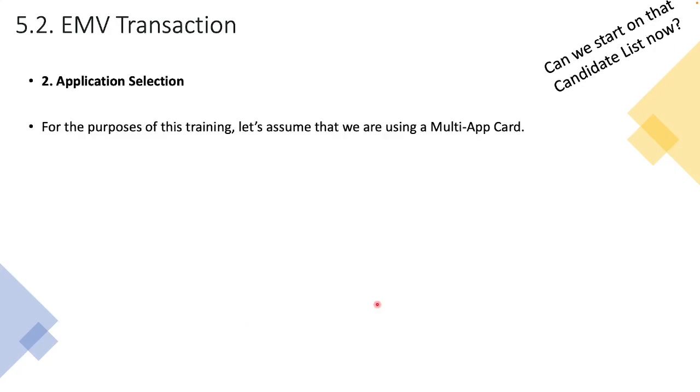So for the purpose of this training, let's assume that we are working with scenario 2. So what we are looking at is a multi-app card. So it's one physical card. We've got 3 virtual cards or 3 applications on the card, and each one of these applications speak specifically to a separate account. So virtual card 1 speaks to a credit account, virtual card 2 speaks to a check account, and virtual card 3 speaks to a savings account. Okay.